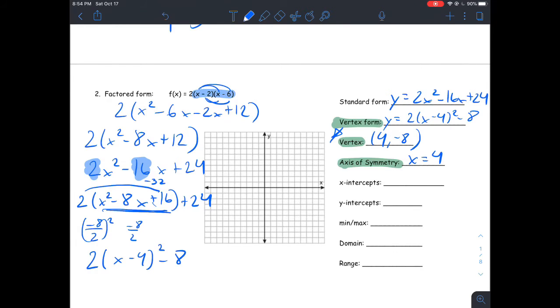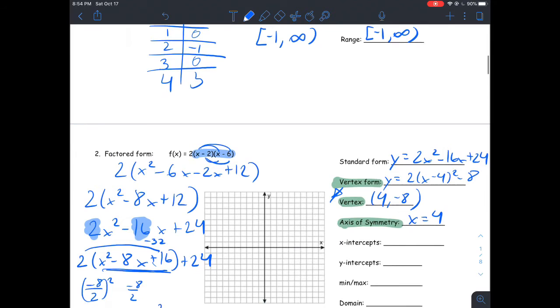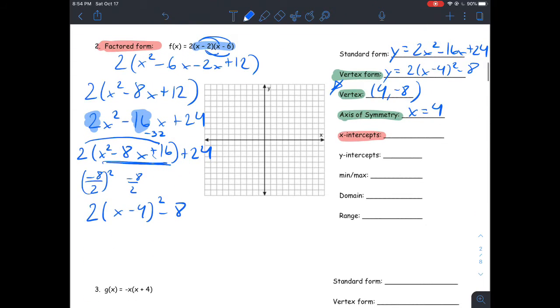Next, for the x-intercepts, we get that from factored form. So we have to look at our factored form, and we're going to set those factors equal to 0. So we get x minus 2 equals 0, and x minus 6 equals 0. X equals 2, and x equals 6. So our x-intercepts are going to be 2, 0, and 6, 0. All right, we can even plot those right away. We got 2, 3, 4, 5, 6.